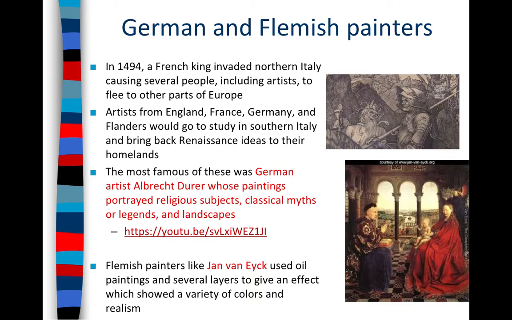Flemish painters like Jan van Eyck used oil paintings in several layers to give an effect which showed a variety of colors and realism. If you remember, we looked at this painting yesterday, and we talked about the classicism in there with the arches and the columns, and then we analyzed who was in the painting as well as the different techniques used.